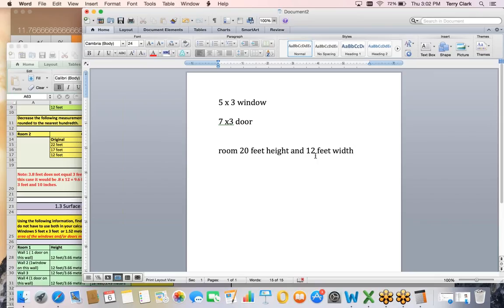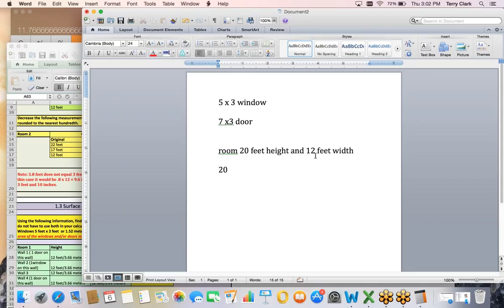Okay, so we got a room that's 20 feet in height and a width of 12 feet. Now to find the area for that room, we've got to multiply, and that's going to give us square footage. Anytime you find area, it's always going to be square feet, so we got to make sure we put that square footage there.